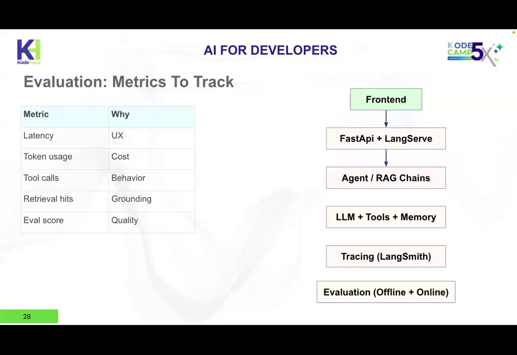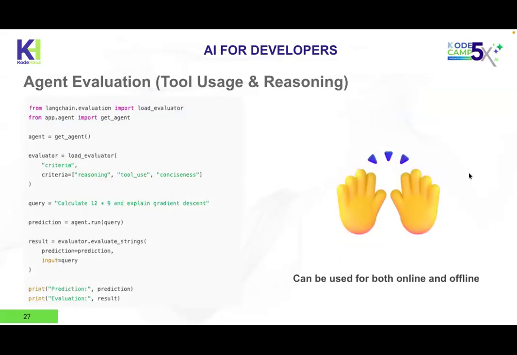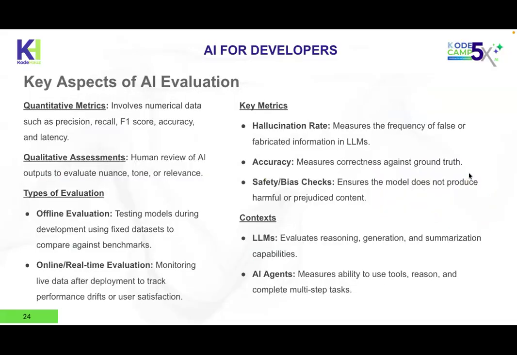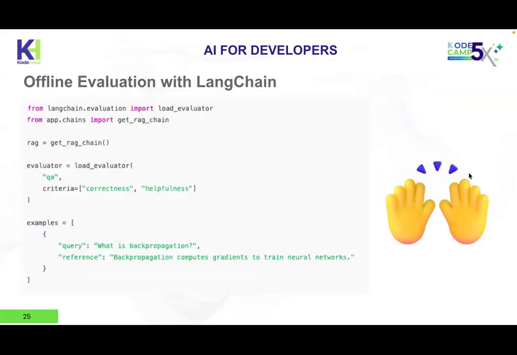Then the eval score itself, which is ultimately the total measure of the quality of your agent. So those are the things to take note of. There are a few things we'll look at, but let's go check out some things. We'll start with the first hands-on, which is just doing basic offline evaluation.